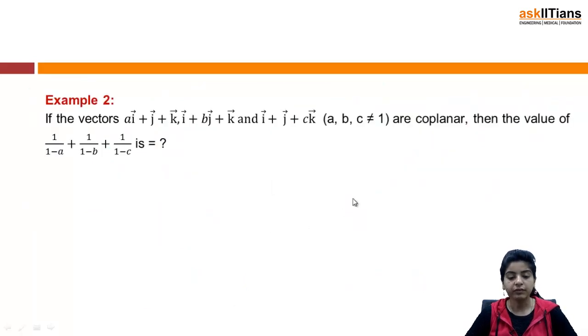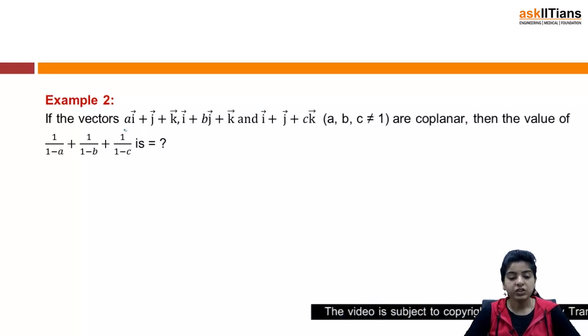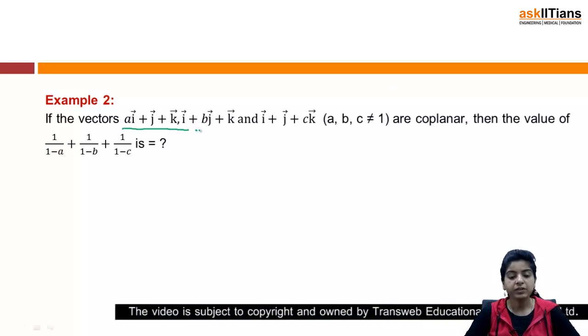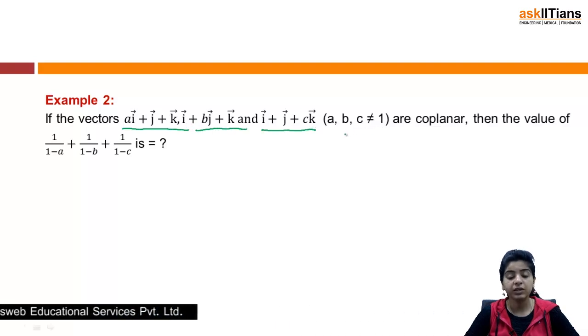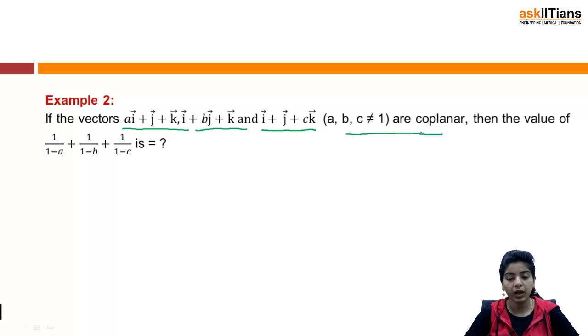Now the next question that we have is, if the vectors a i plus j plus k, i plus b j plus k, and i plus j plus c k, where a, b and c are not equal to 1, are coplanar, then the value of this is, okay. So we are required to find out the value of this if we are given the condition that these three are coplanar.